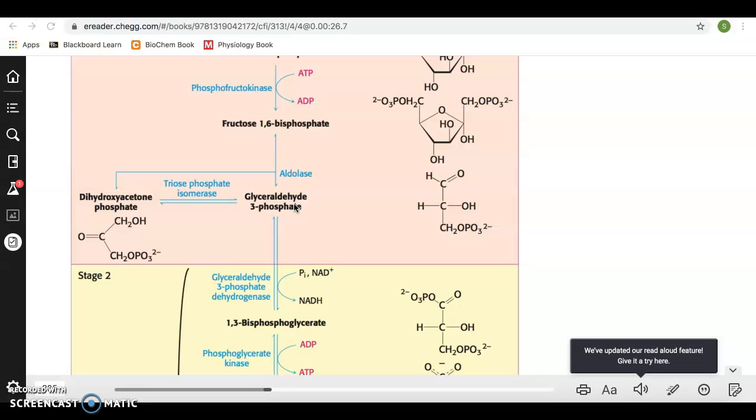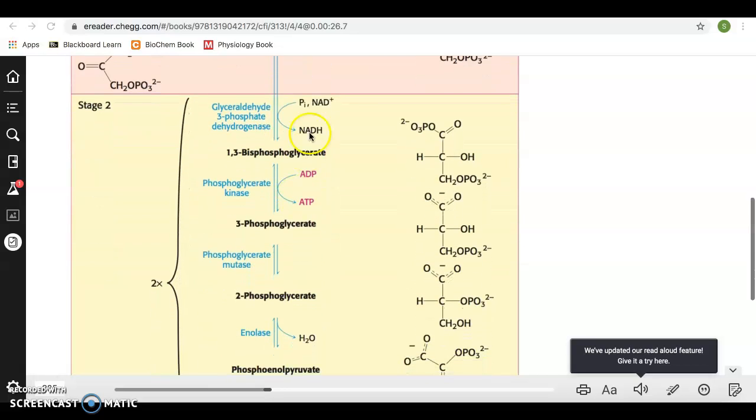So now we have 2 GAPs going through the system, and for the rest of this stage 2, we have to remember that there are 2 molecules going through it. So the next part that happens is GAP is oxidized by NAD plus, and H2O, and does a dehydration reaction forming 1,3-bisphosphoglycerate.